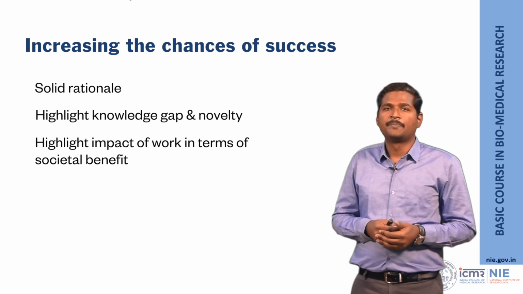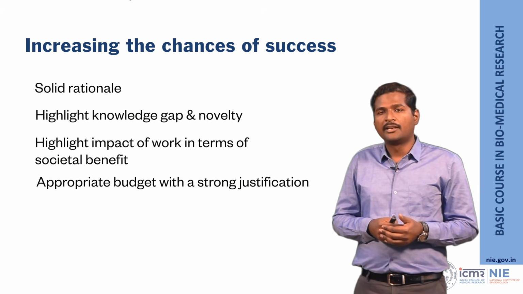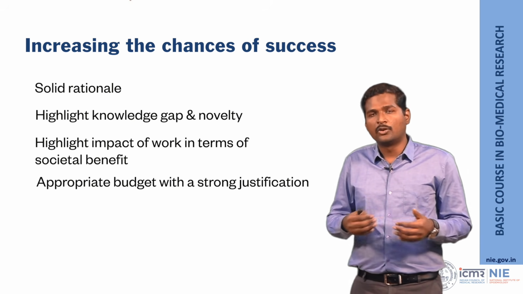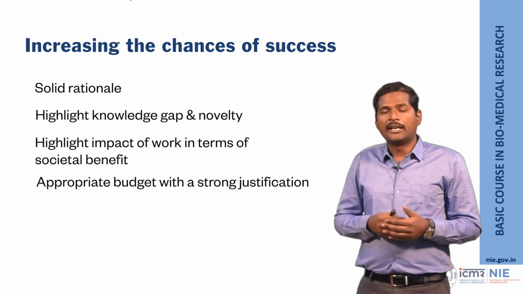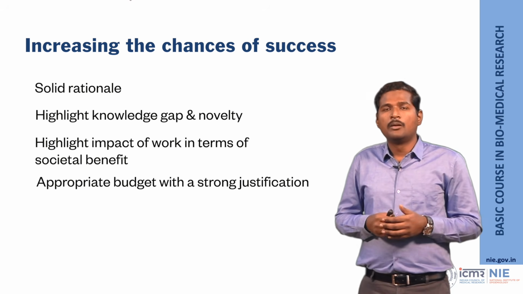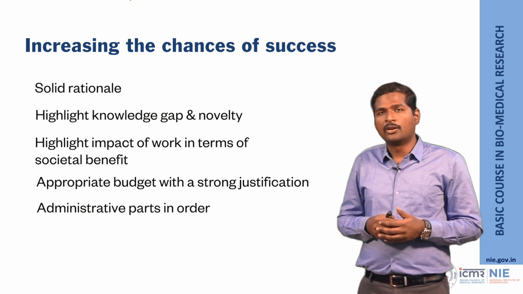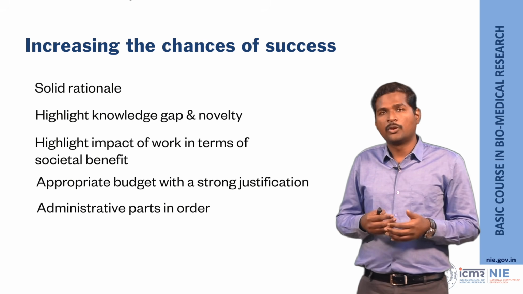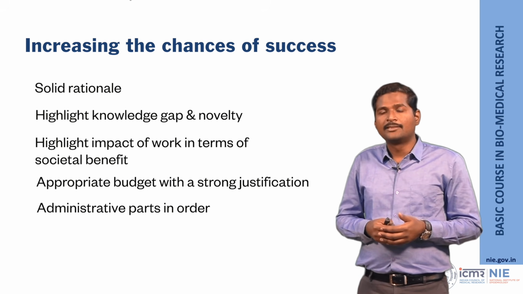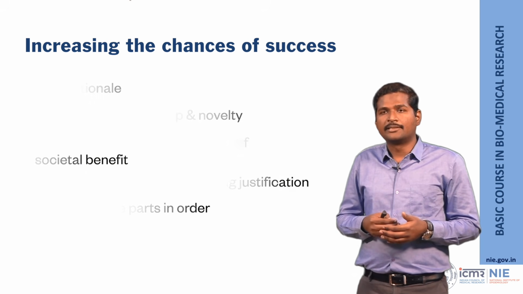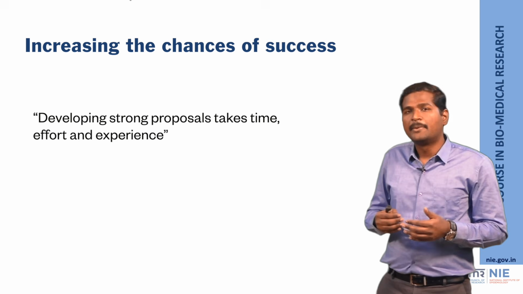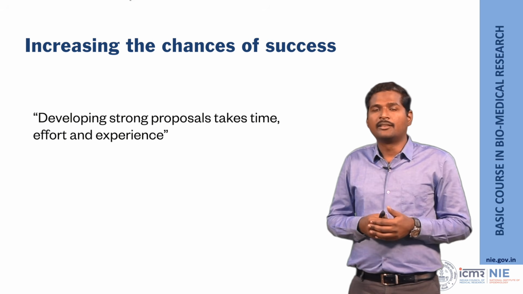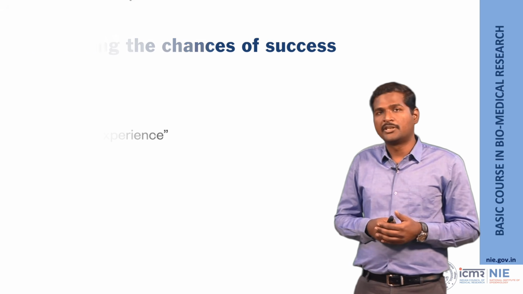Make sure you make the budget appropriate and with strong justification. As I said previously, try to show the funding agency that you are willing to commit resources from your institution in addition to what the funder is going to give you. Make sure that your administrative parts are in order. These are the documents and forms which are required by the funding agency as well as your institution, such as bank details, mandate forms, consent forms, etc. Please remember, developing strong proposals takes time, effort and experience. So practice makes perfect and developing a strong grant proposal is no exception to this rule.